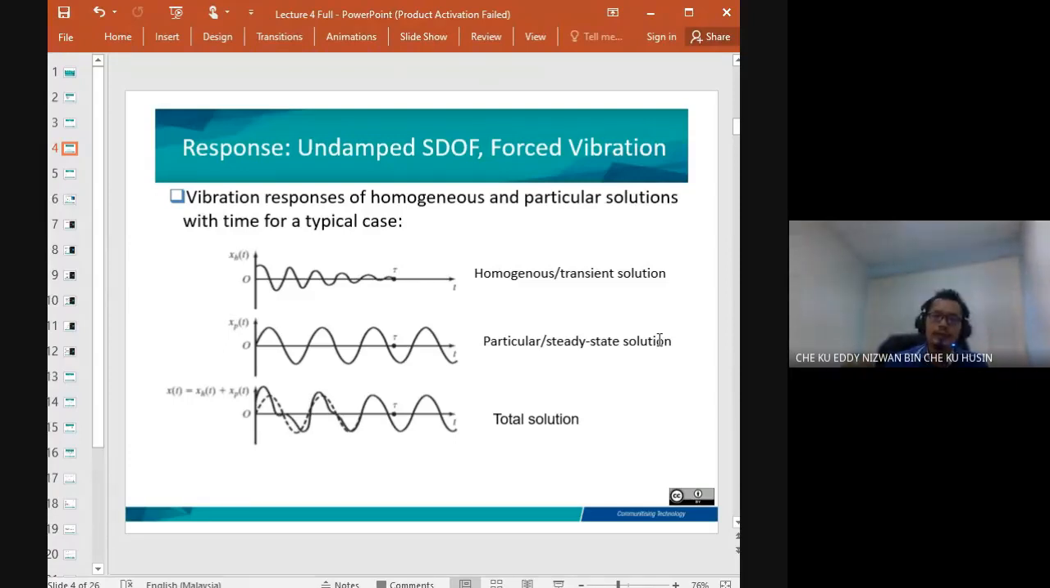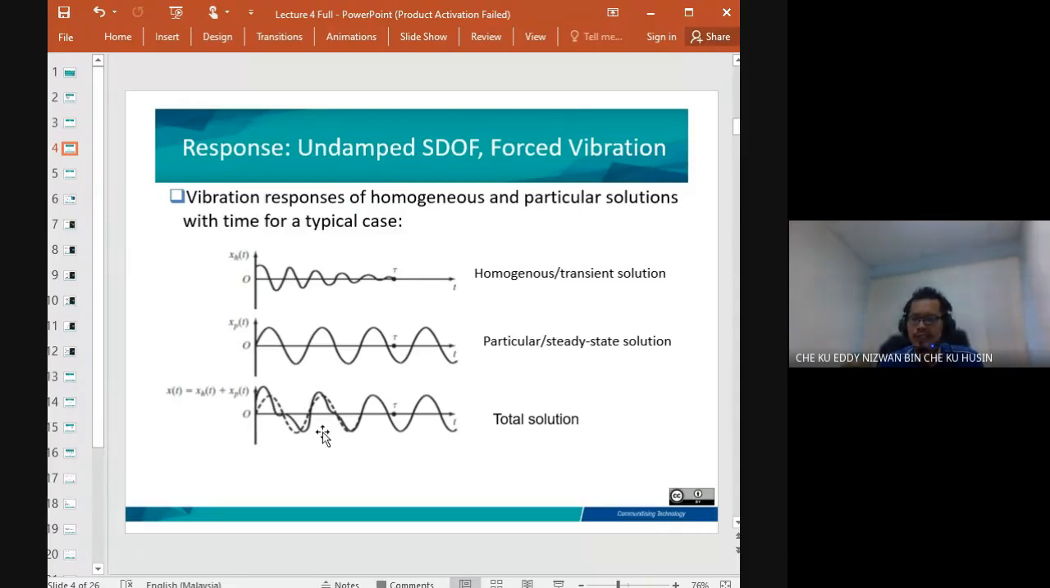So this one we go into detail after this. Okay, and then the combination of both of the solutions, which we can call the total solution. Okay, so which is the combination of homogeneous and particular solution.